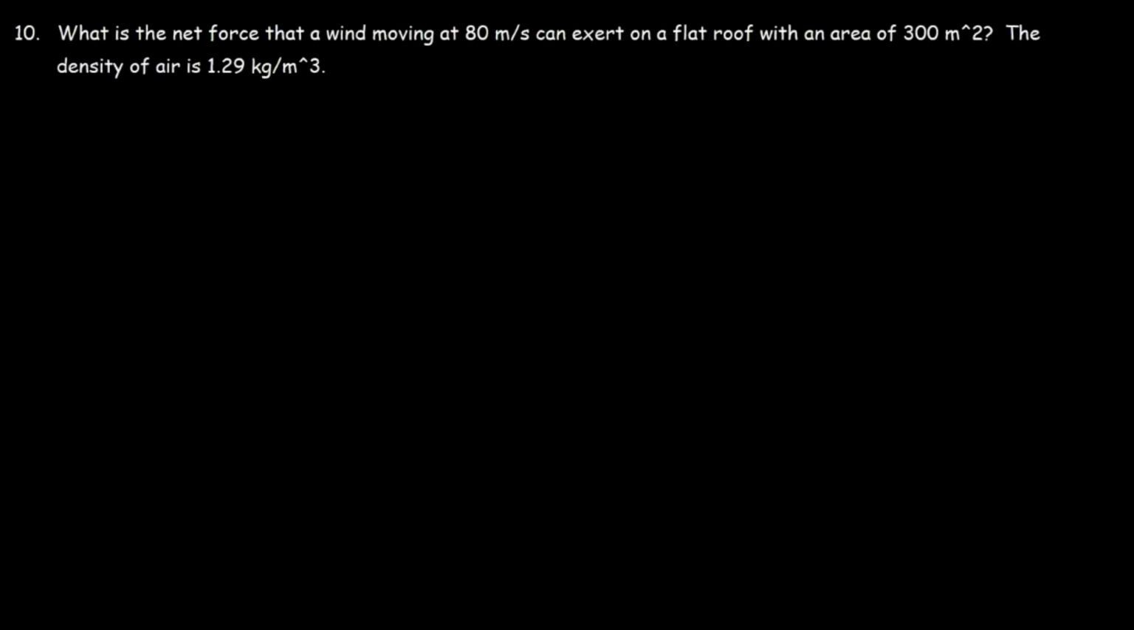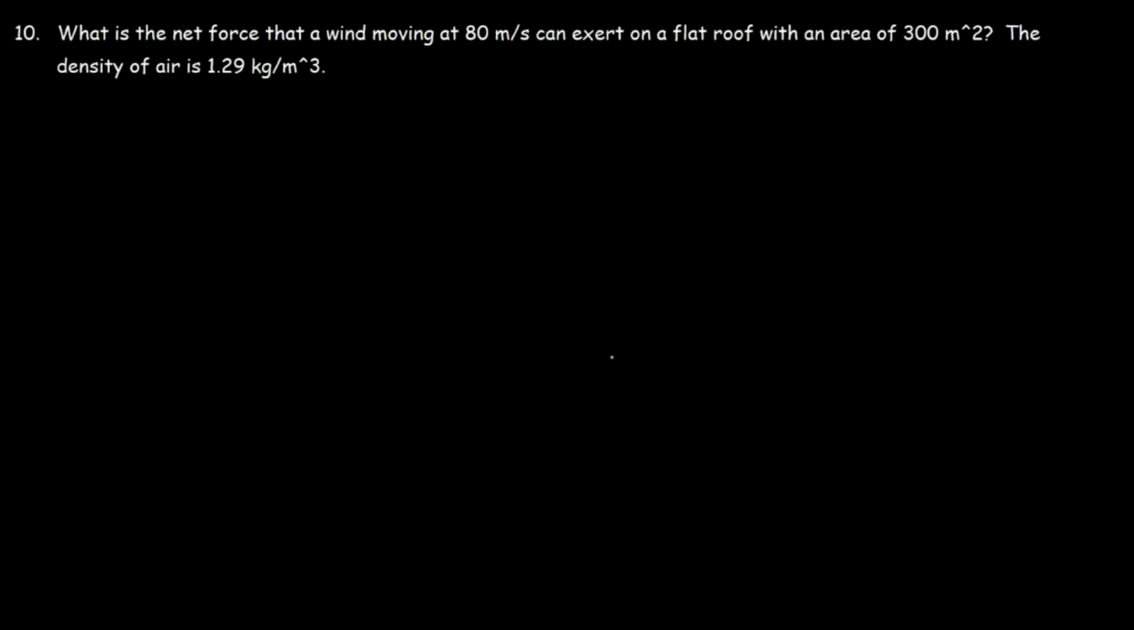Number 10. What is the net force that a wind moving at 80 meters per second can exert on a flat roof with an area of 300 square meters? And we're given the density of air, it's 1.29 kilograms per cubic meter.